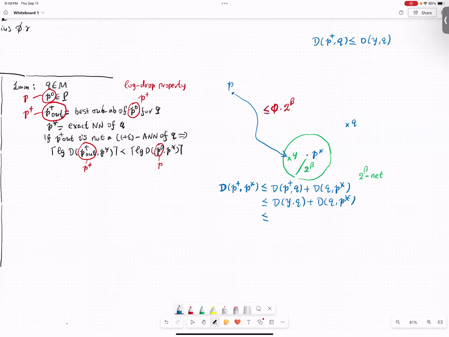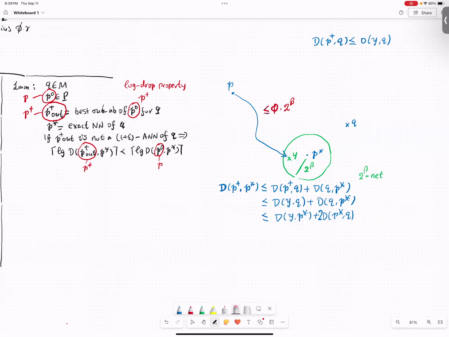And then I will use triangle inequality to expand this term, okay? And this time I will be using p star as the bridge. Okay, so now I will have p star q and then another p star q from above, right? So this will give me two p star q, right? So now I can remove this term, right?